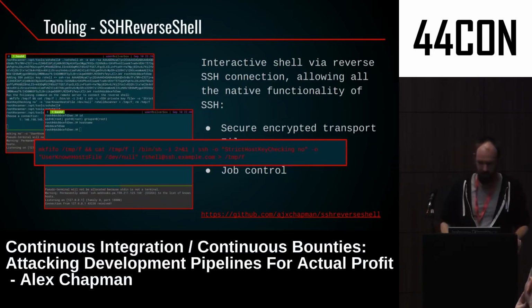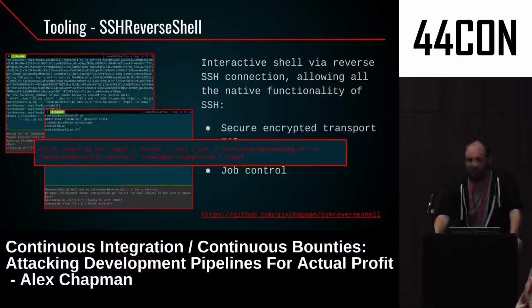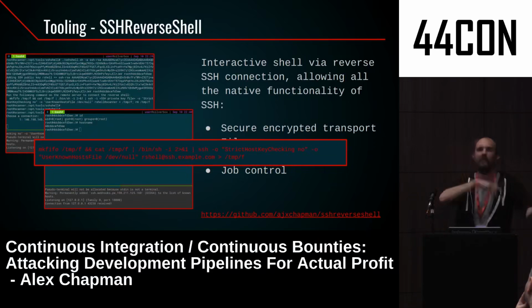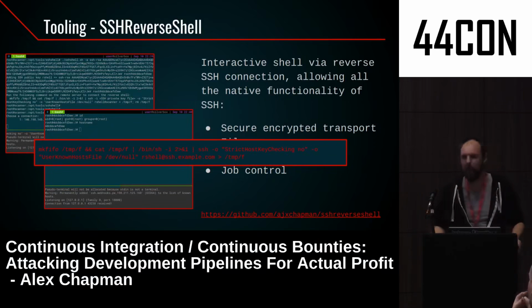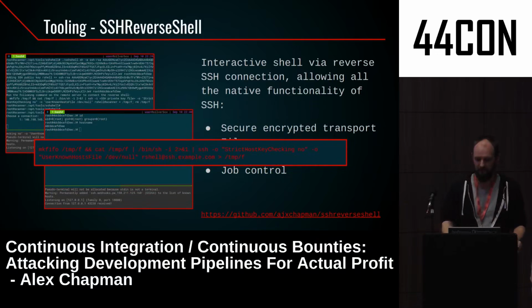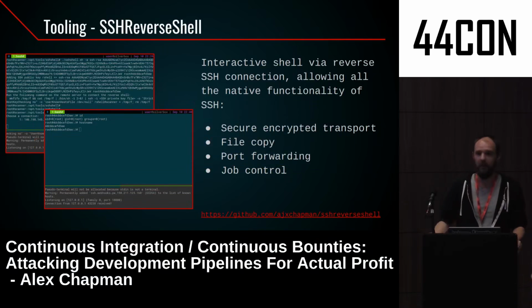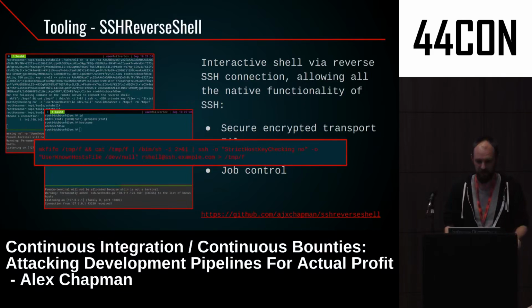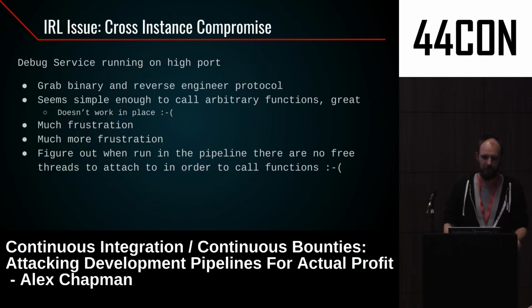So it takes your standard FIFO input-output into SSH. It will connect to an SSH server, which you can then connect to from your server. So the SSH server brokers the connection for you, and you get a full interactive SSH shell, which means you can also do things like SCP, port forwarding, and have full job control on there, which is really quite nice in terms of assessing an internal environment. So I thought that was quite cool. It's on GitHub. Feel free to check it out.